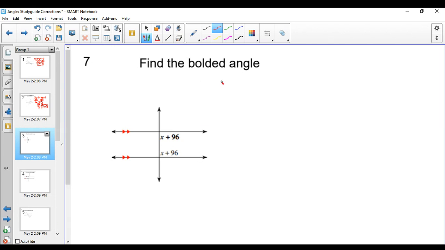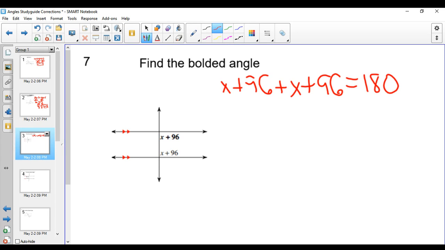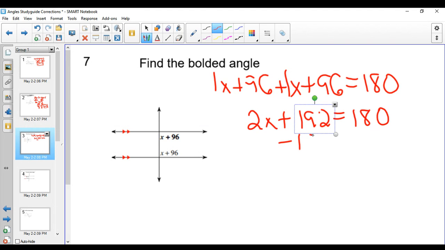So I can set up an equation, x plus 96 plus x plus 96 equals 180. These coefficients are understood to be 1, so 1x plus 1x is 2x. Then I can also add 96 plus 96, which gives us 192. A next step would be subtract 192 from both sides. Those are going to cancel. Then I have 2x equals -12.